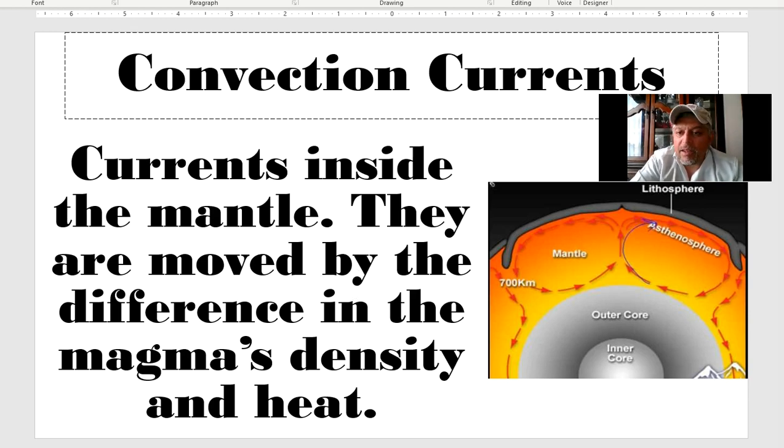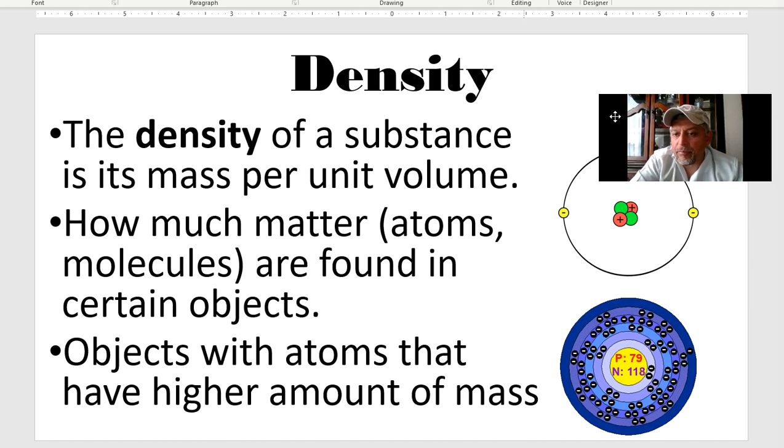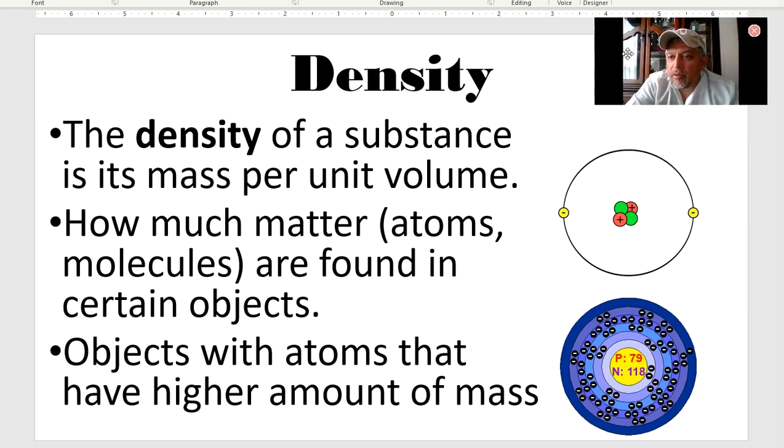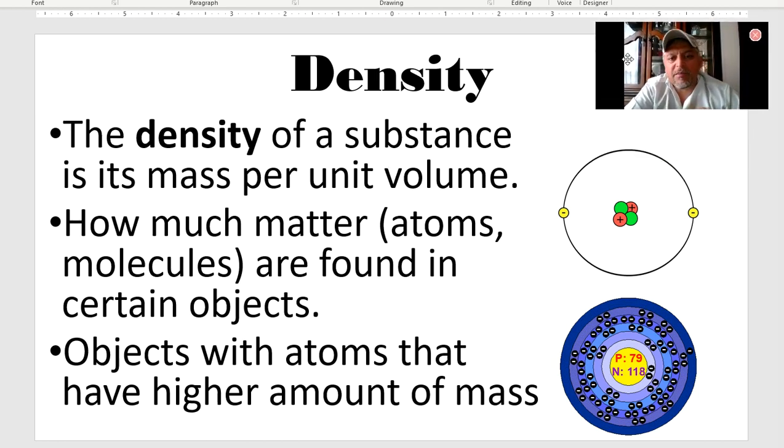So right, let's take a look at what density is. Here I have three different things that we can use to explain what density is. As you can see, the density of a substance is its mass per unit volume. That's what the formula will say it is, right?